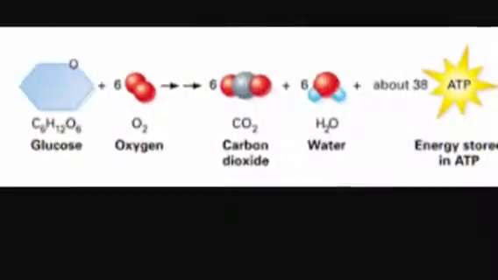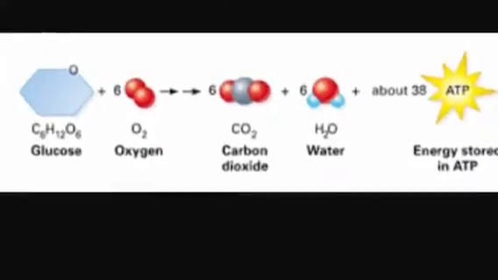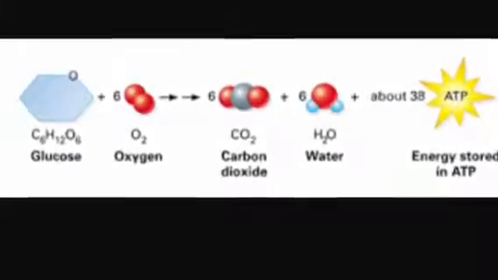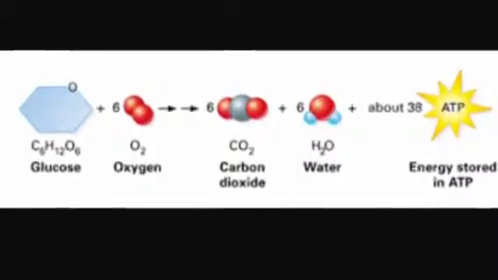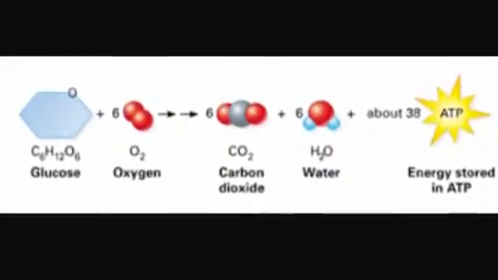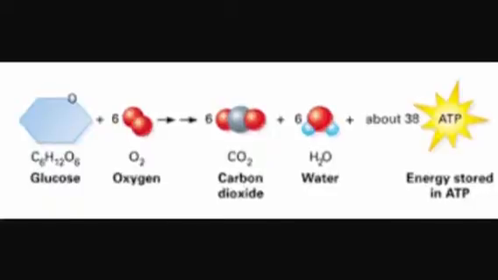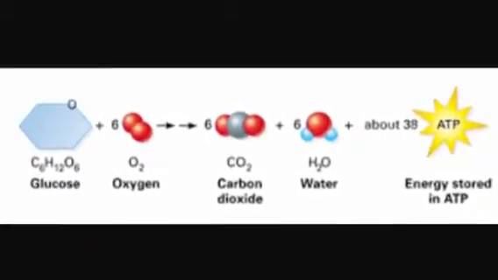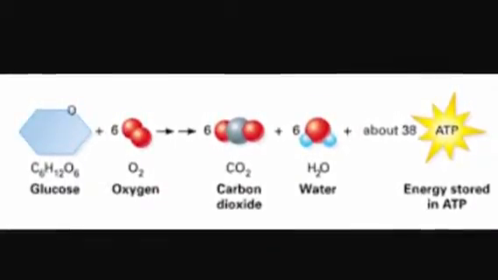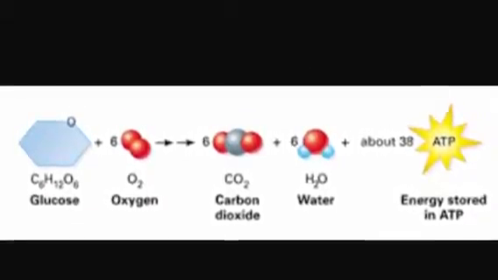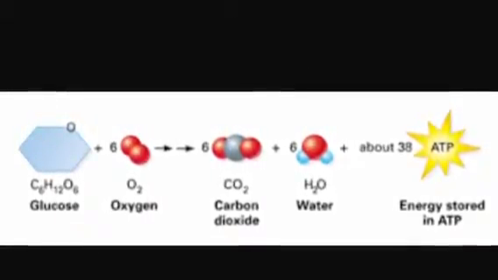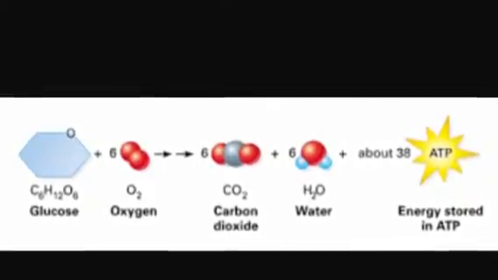The overall reaction of cellular respiration includes two products and two reactants. The two reactants are glucose and oxygen. Glucose is made during photosynthesis and used during glycolysis. Oxygen is produced during photosynthesis and used during the electron transport chain. The two products are carbon dioxide and water. Carbon dioxide is made during the Krebs cycle as a waste product, and water is made during the electron transport chain and used during photosynthesis.